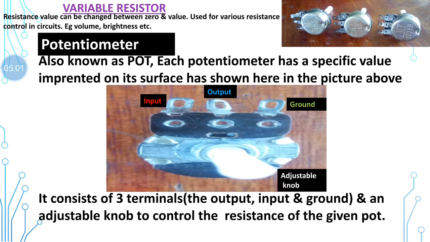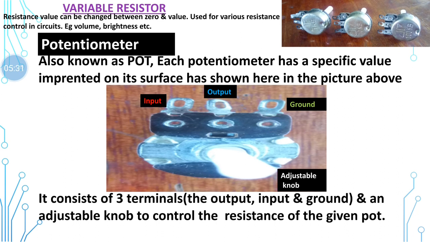A potentiometer is also known as a pot, which is a short form, and the specific value of resistance is imprinted on its surface. Over here you can see a 1k resistance, a 10k resistance, and a 100k resistance imprinted on its surface. It has three terminals. Over here you can see the input terminal, the output terminal, and the ground.